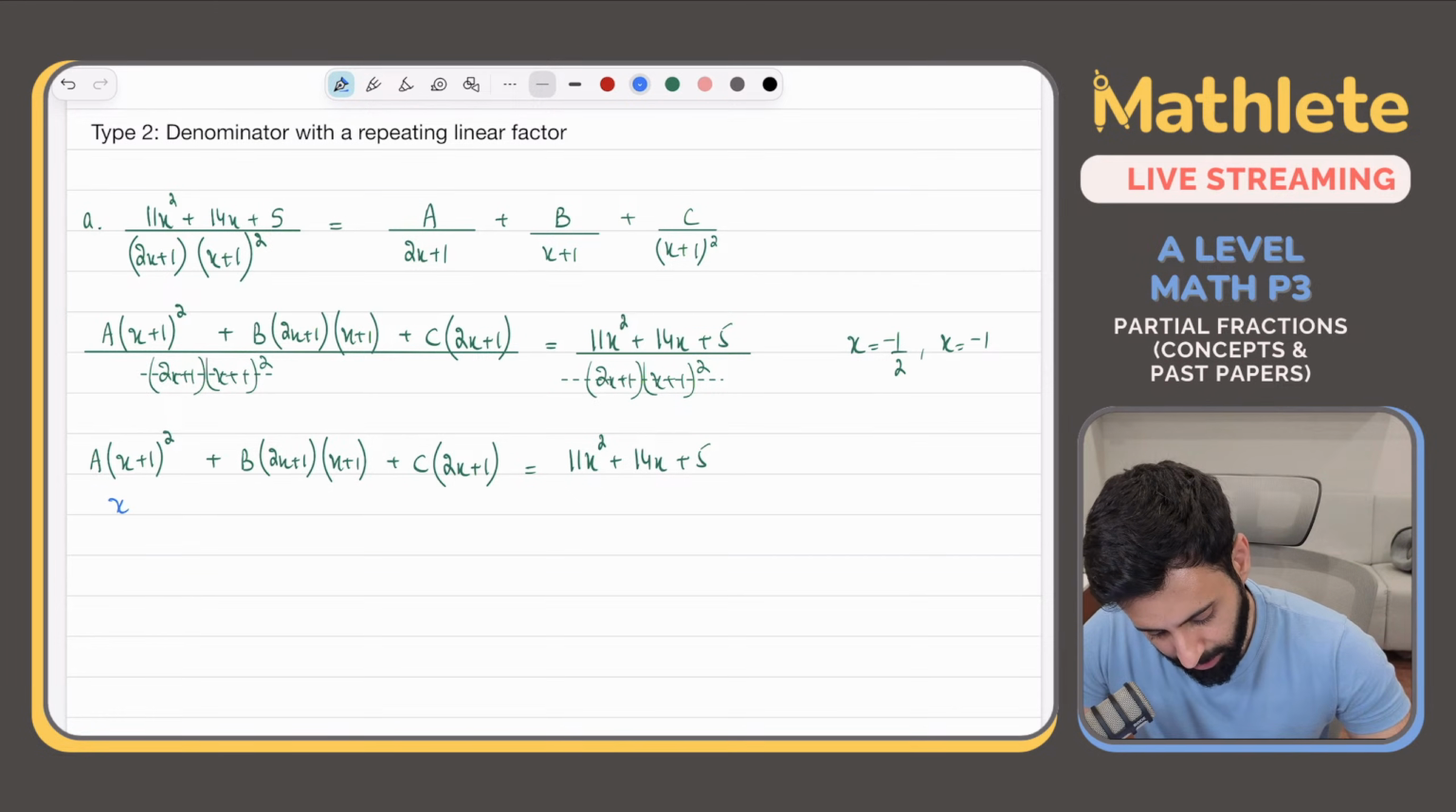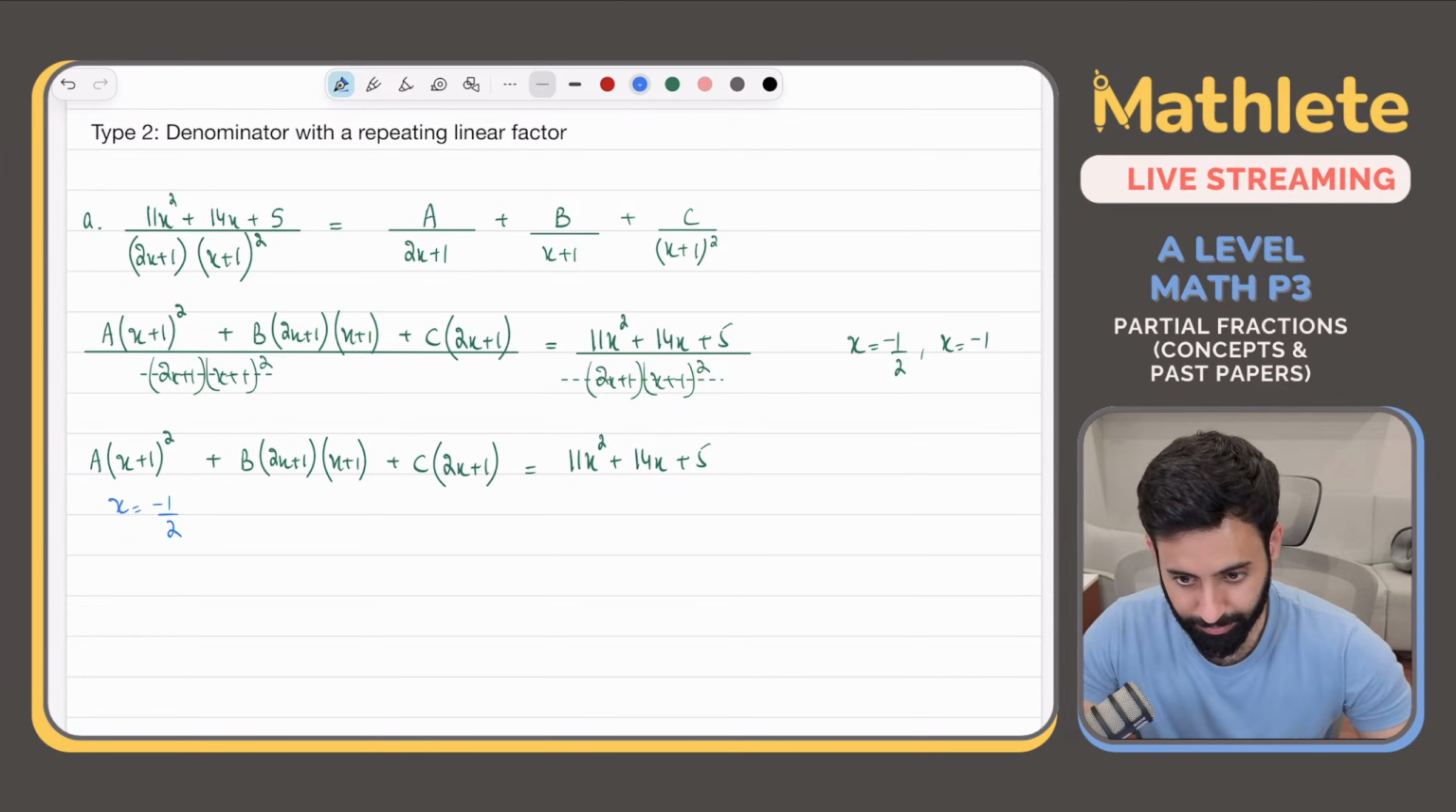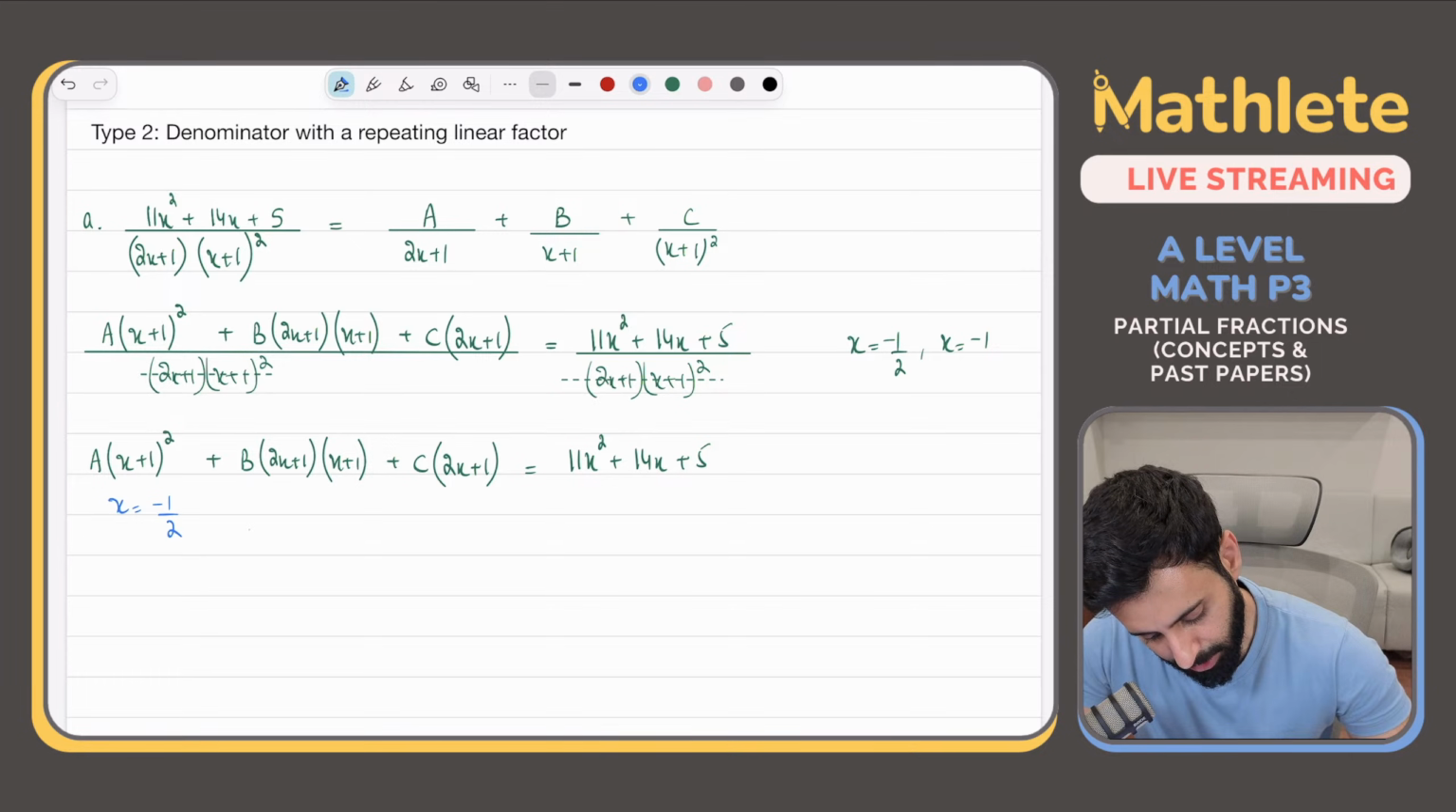So let's start with x equals minus 1 upon 2. If I substitute x equals minus 1 upon 2, here's what happens. A gets multiplied by minus 1 upon 2 plus 1, which is 1 upon 2. Don't forget to square it. B gets multiplied by 0. C also gets multiplied by 0.